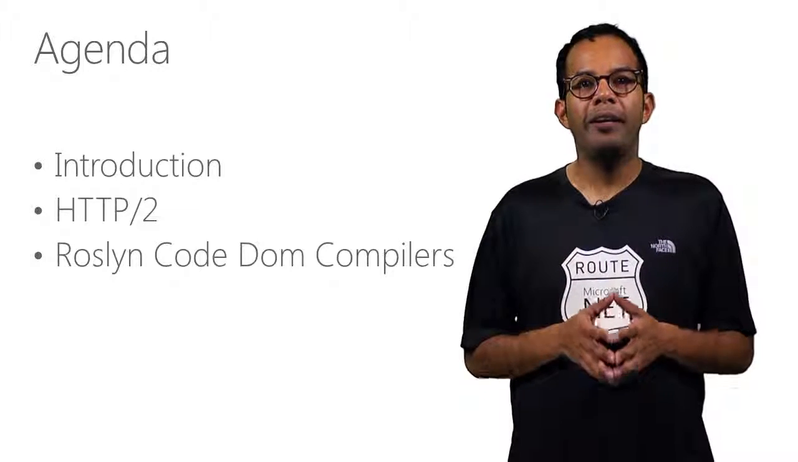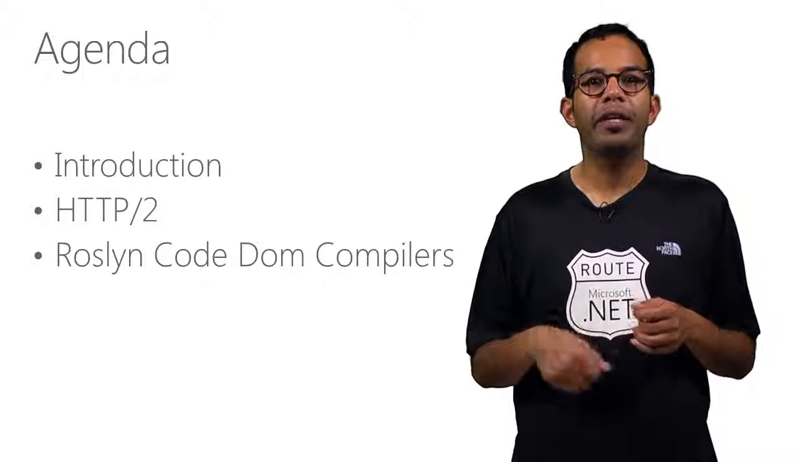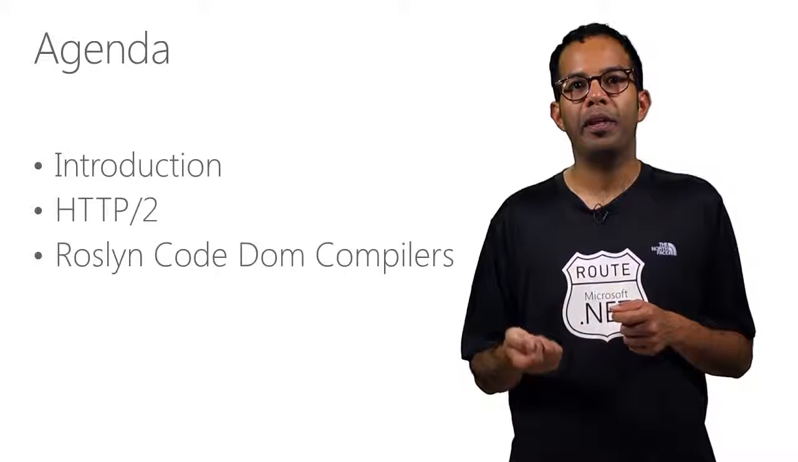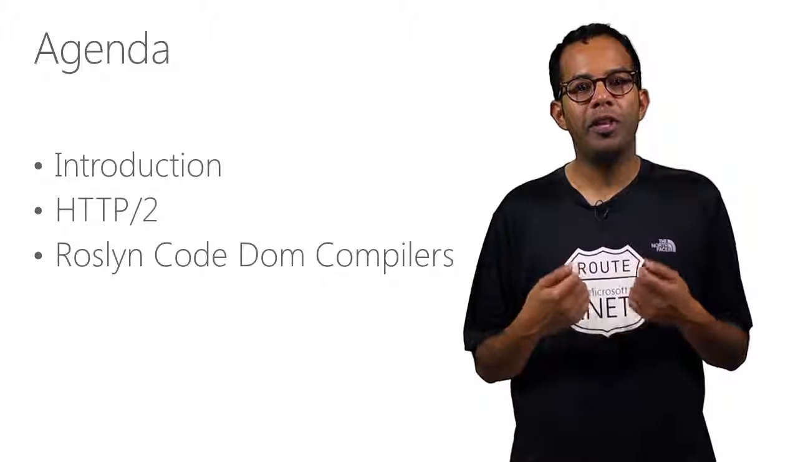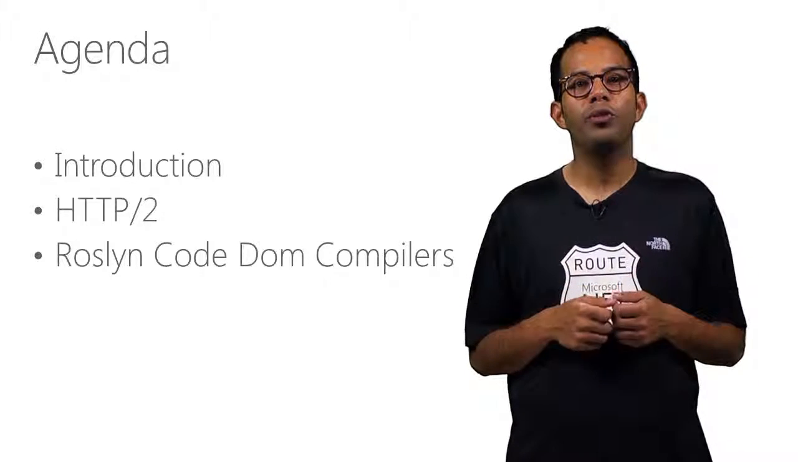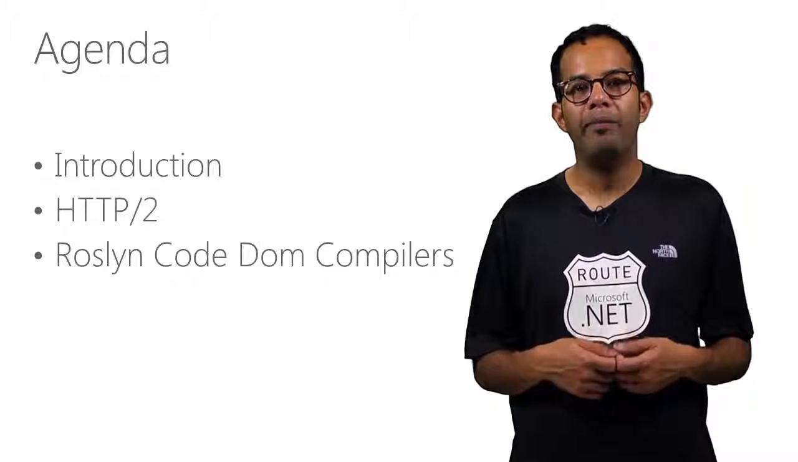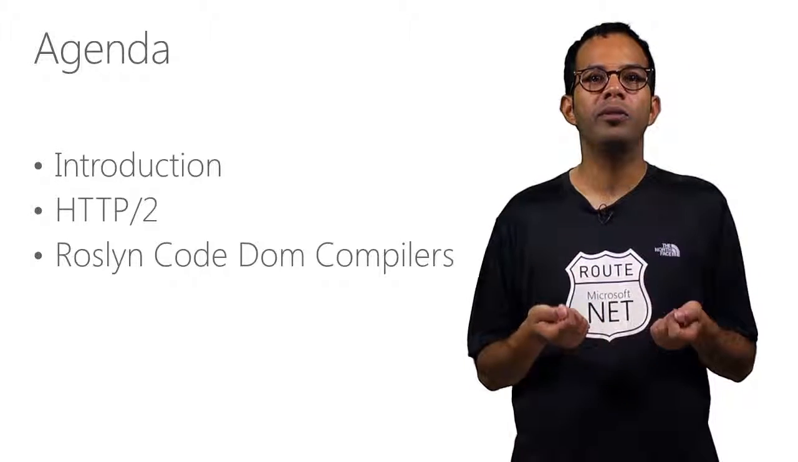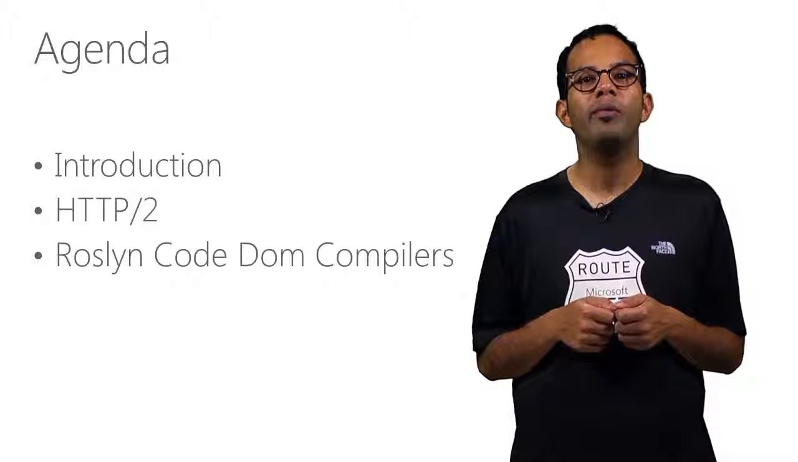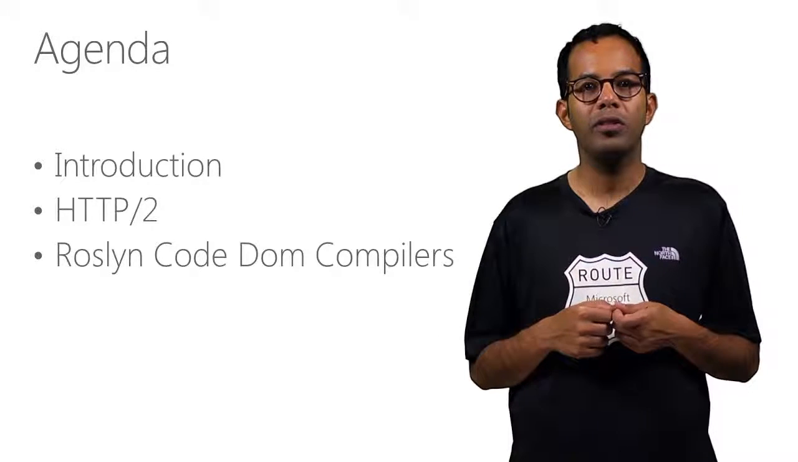In ASP.NET, if you use these code DOM compilers, you can now use the new language features that are coming up in C# 6 in your WebForms pages. And potentially, if you have large apps which use lots of user controls, maybe have lots of dependencies, if you switch to the Roslyn code DOM compilers, you'll see a significant improvement in startup time for your applications.